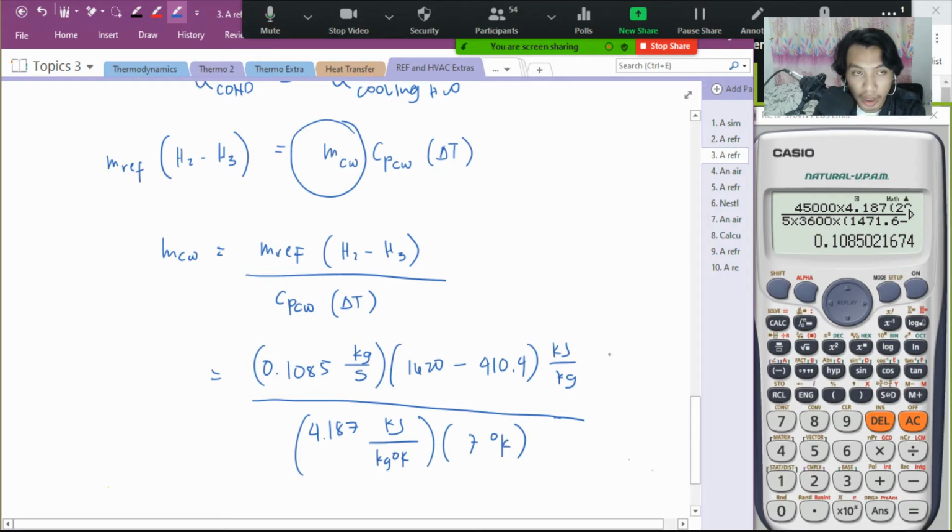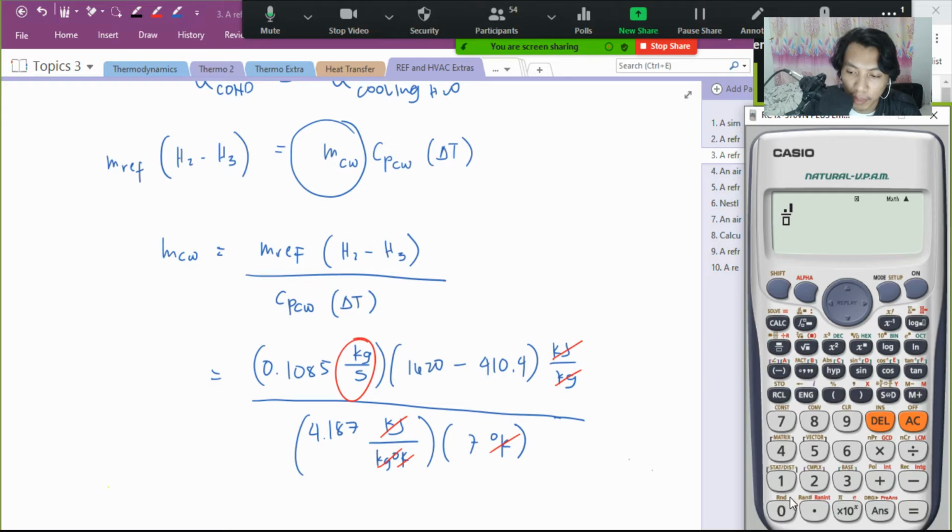Pwede na yan. You cancel all the same units. So, kilojoule, kilojoule, kilogram, kilogram, Kelvin, and Kelvin. At tira is kilogram per second. So, you can now solve for the answer. 0.1085 times 1620 minus 410.4. Tapos 4.187 times 7.